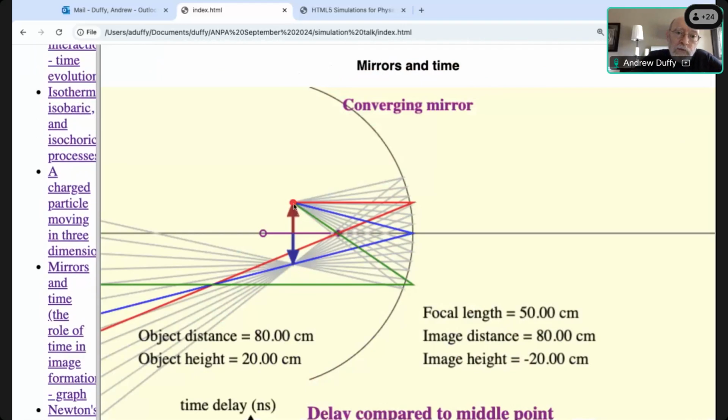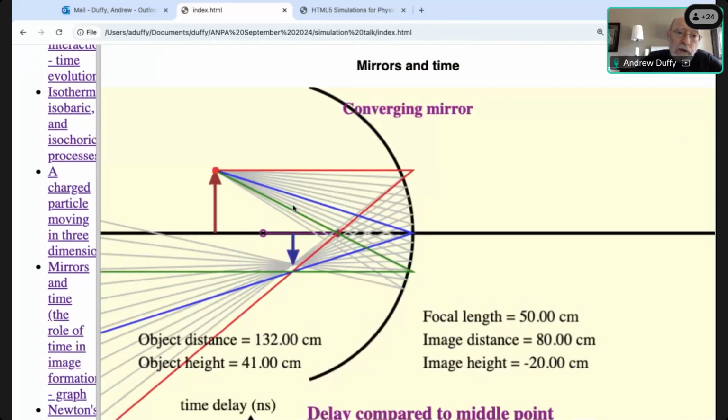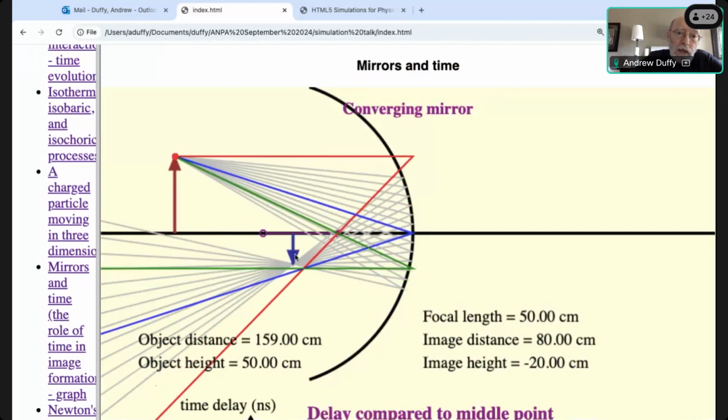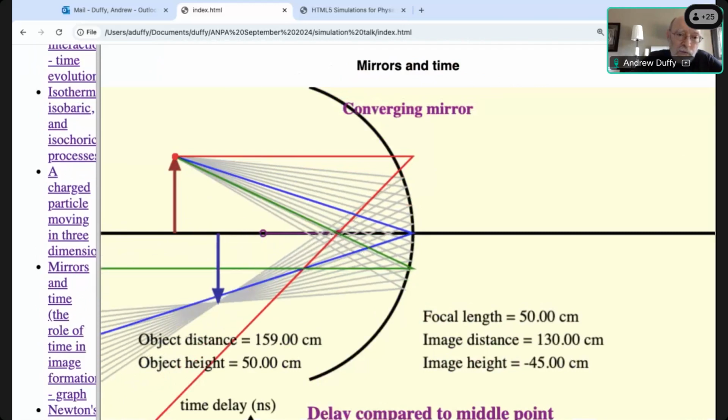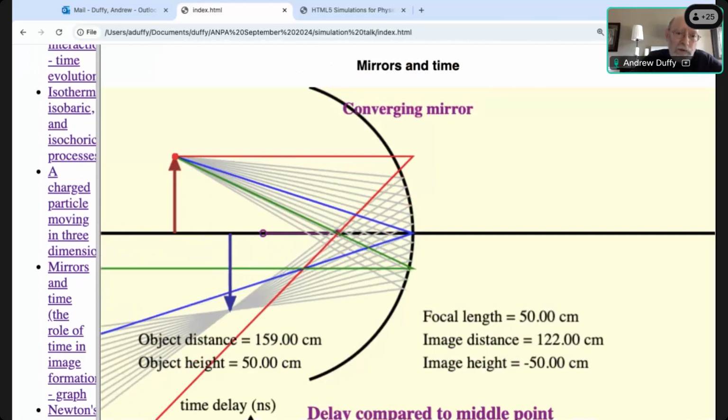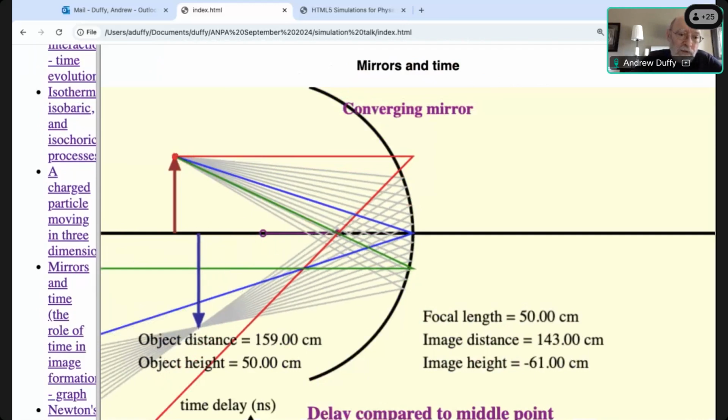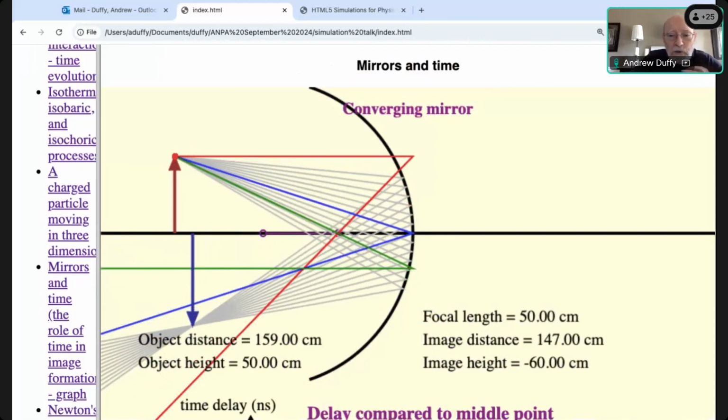This is the object here, this red arrow, so we can move that around. And this one's interesting because it doesn't directly show you where the image is, right? So this is the image, and you're allowed to put the image anywhere you want. So this is the wrong place for the image. But what happens if you do it here? The whole point of this simulation is to talk about the role that time plays, and time has a very interesting role in optics.